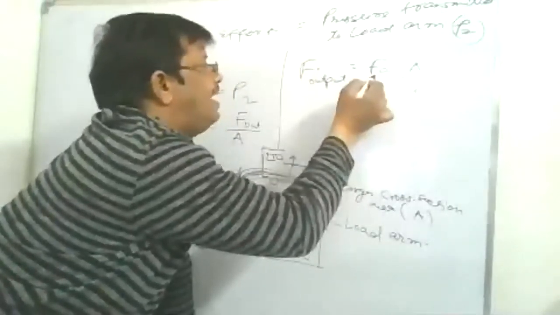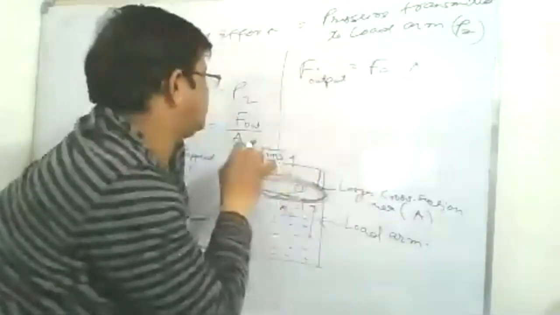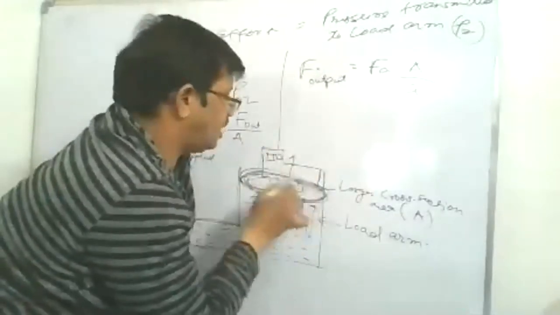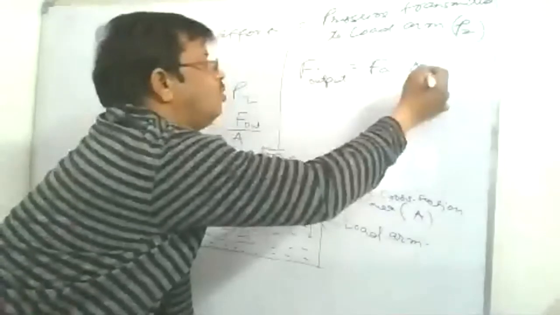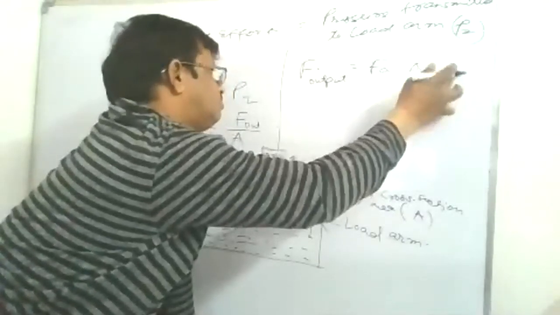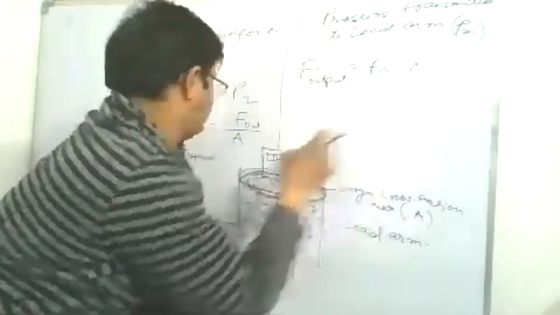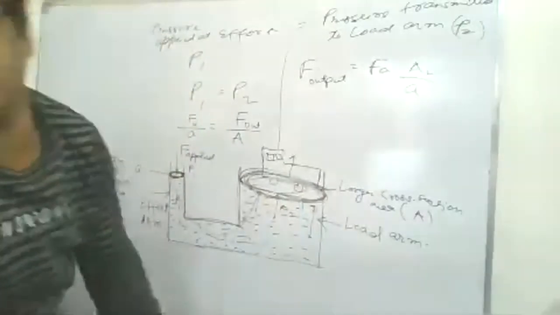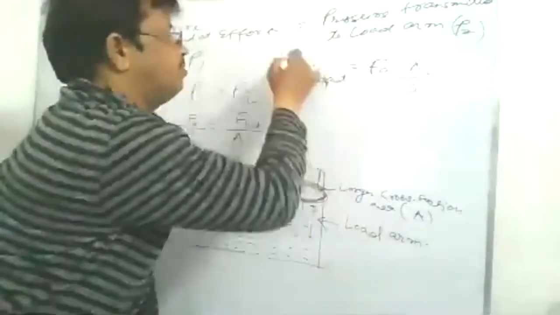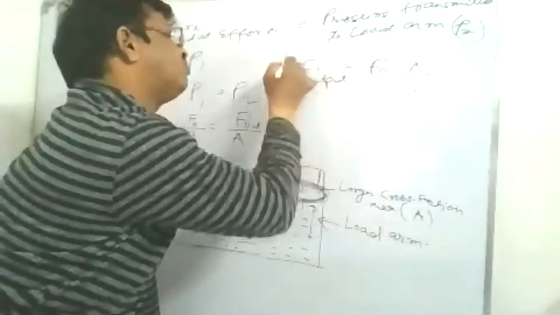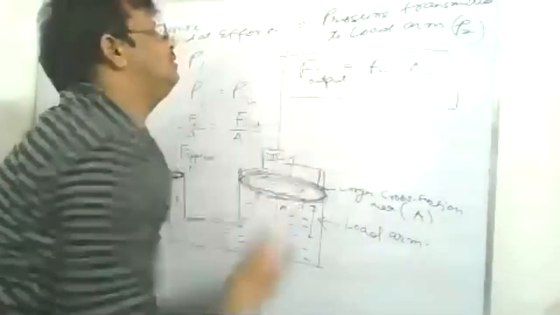So the output force equals the force applied into the cross section area of the load arm upon the cross section area of the effort arm. So we can get a large output force.